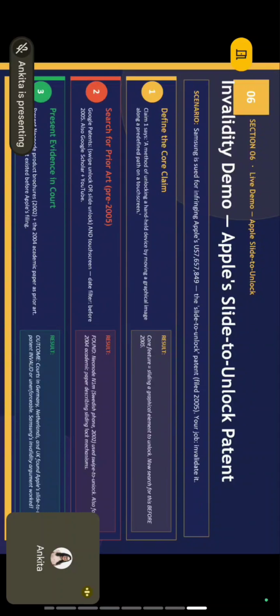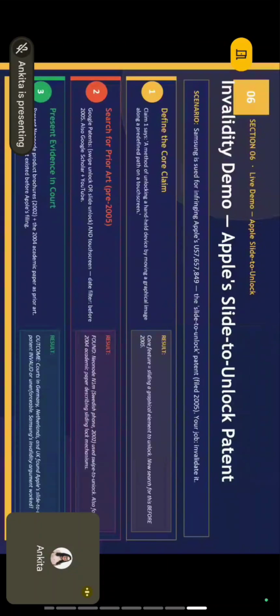Now Samsung came to us saying their invention infringed Apple's patent. What can we do? Our job is to invalidate Apple's patent. If we find any prior art before 2005, we can invalidate Apple's patent so that Samsung is free to use and free to sell their product.